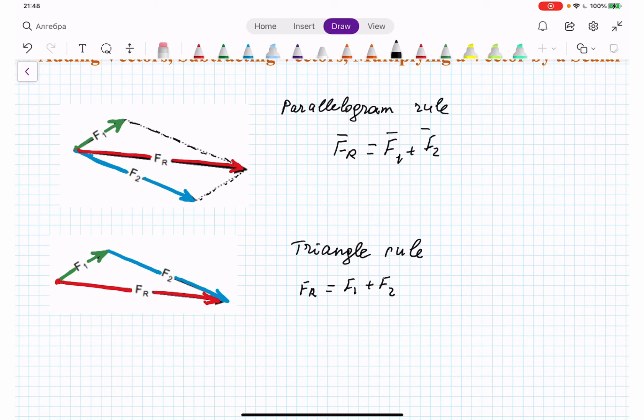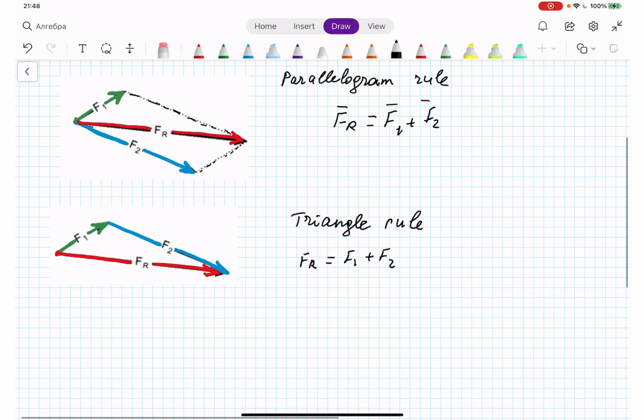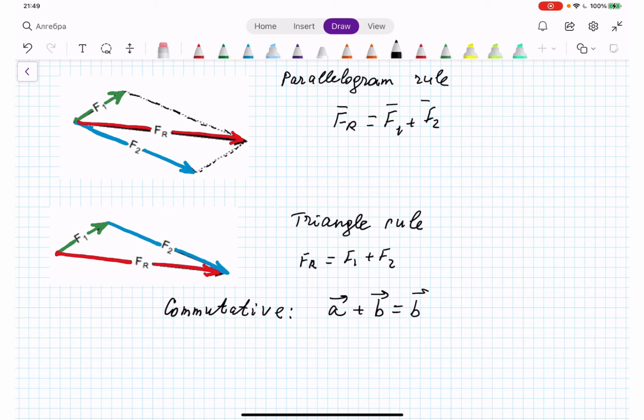Vector addition is commutative, okay. Which means vector A plus vector B is equal to vector B plus vector A. Second, associative.